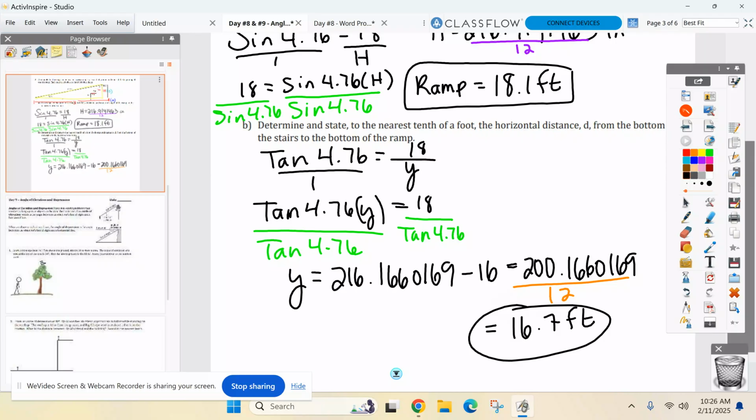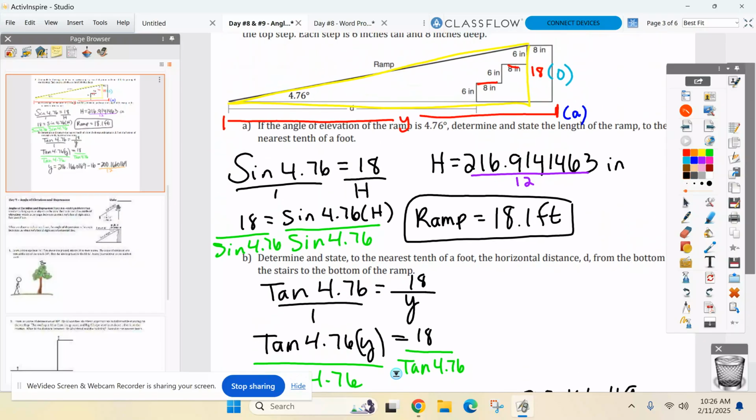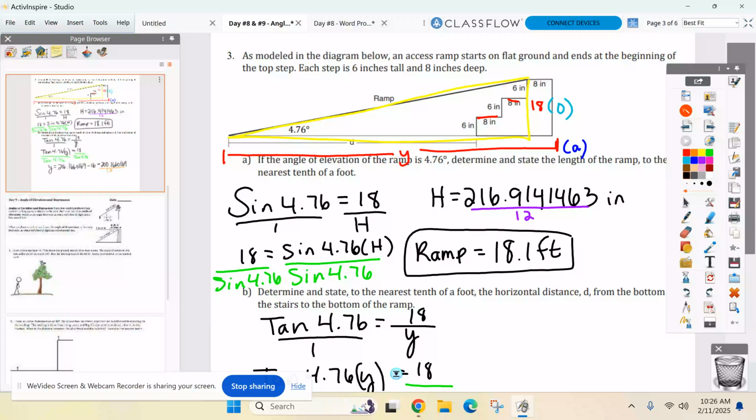No? I got something different. Did you end up with 200 inches? No, I did cosine with the ramp and then y. Oh, are you trying? So you're doing cosine of 4.76. But now, are you using 18.1? Because now you're using feet with inches.